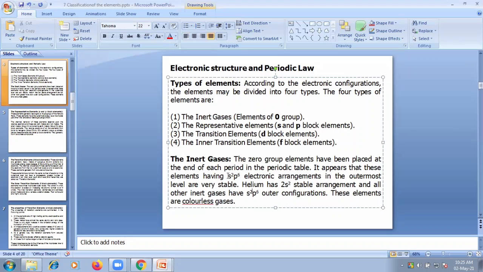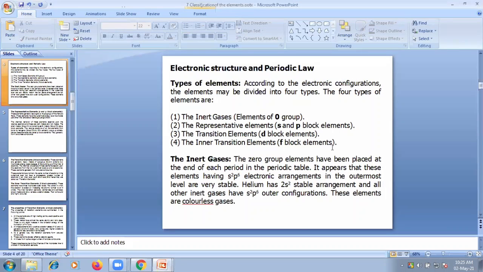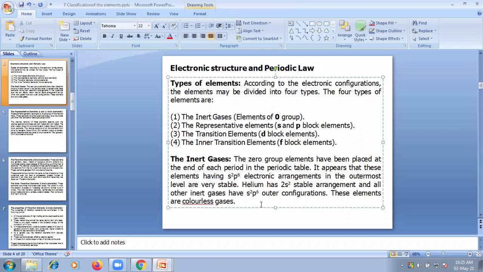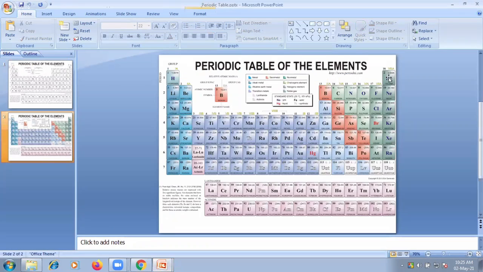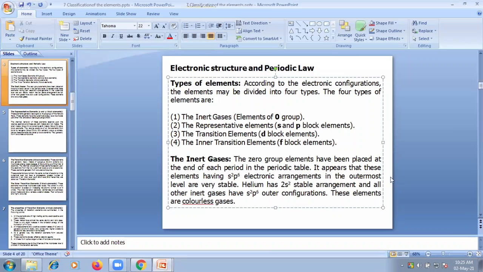This inert gas is also called zero group element. Mostly the electronic configuration ends with the last s and p orbitals, s2 p6, but for only helium, it is 1s2. So it will not be 2s2, it will be 1s2. Very good. So it is a typo, I think.